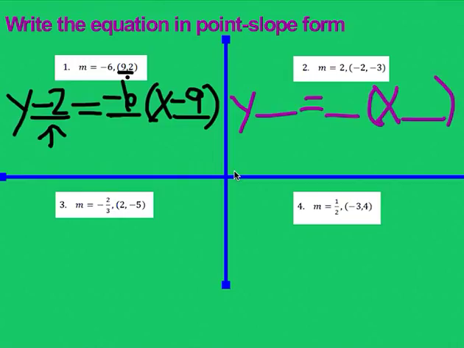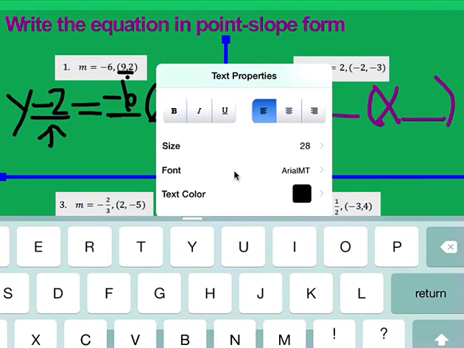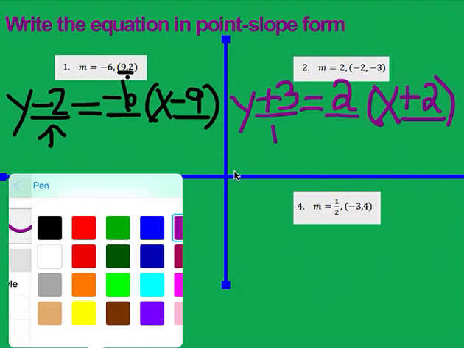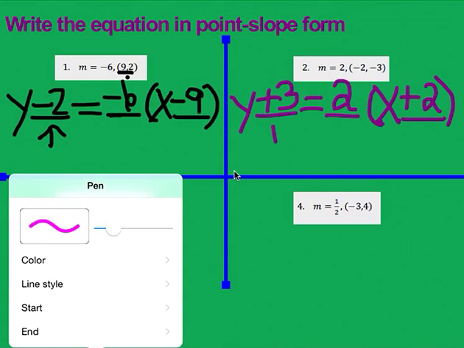Okay, so then here, opposite of my y-coordinate, since it is a negative 3, I'm going to write a plus 3. So I want you guys to notice that I didn't put y3, I actually put y plus 3. And then my slope is going to be 2. And then my x-coordinate is negative 2, which I'm going to write as x plus 2. Okay, and that's it. That's point slope form. Again, let's do the same now for number 3. And I like to change my colors and make it pretty.